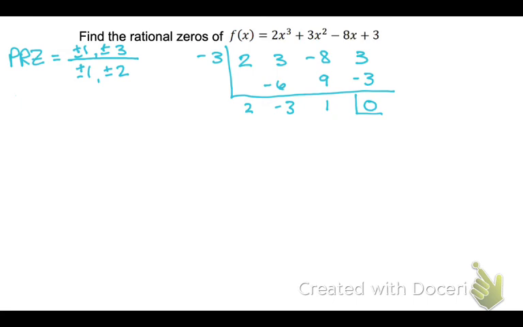Okay, now we started with the 3rd degree, so now we have a 2nd degree, yes? So now I can just factor or use the quadratic formula. So factors of 2 that add to 3, 2 and 1. So my zeros are what? 1/2 and 1. What about -3? Sure.